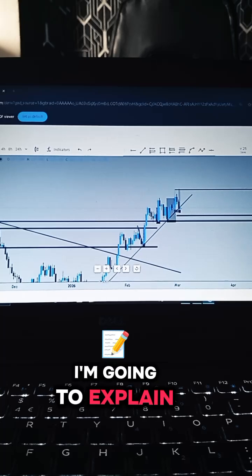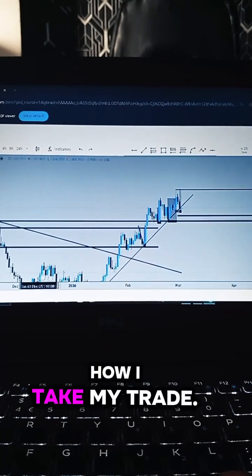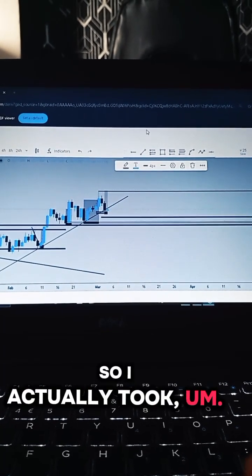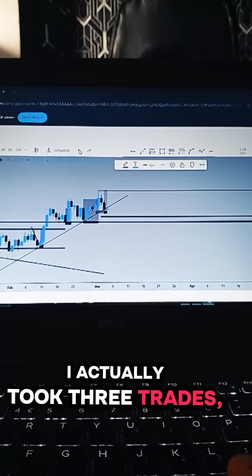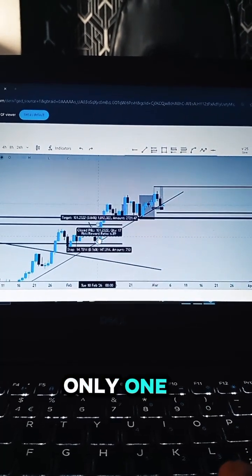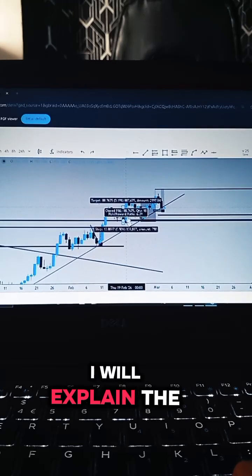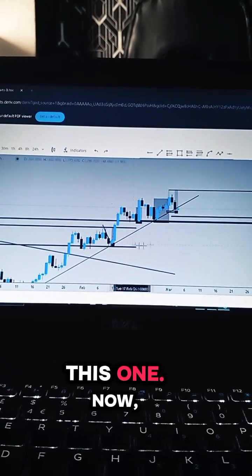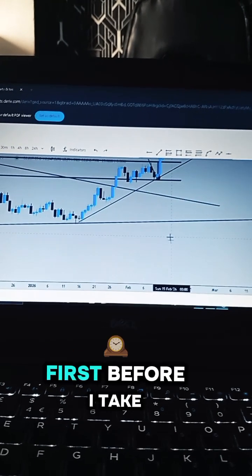I'm going to explain a quick concept on how I take my trade. I don't want this video to be long, so I actually took three trades and I'm on the fourth one right now, which I'll be explaining only one of, how I took it. Then in the next video I will explain the next one step by step. Now this is the one I'm going to explain now, this one. Now what did I do first?